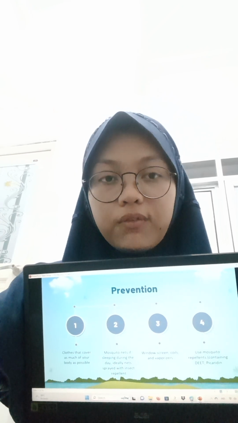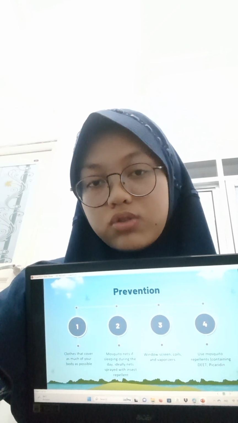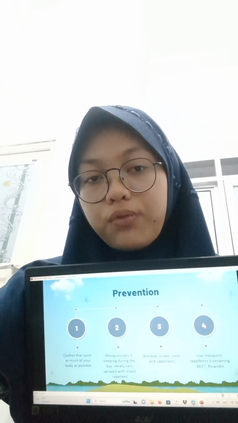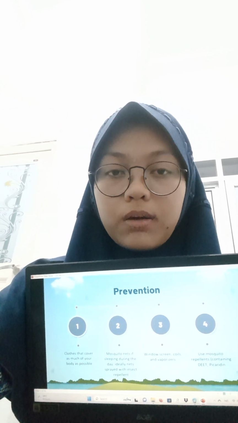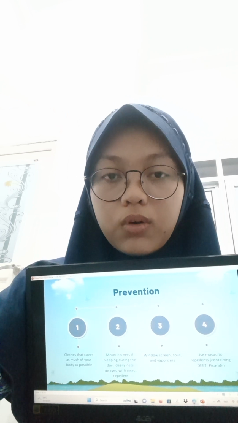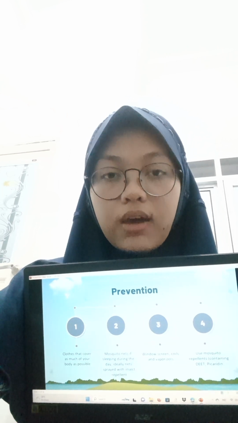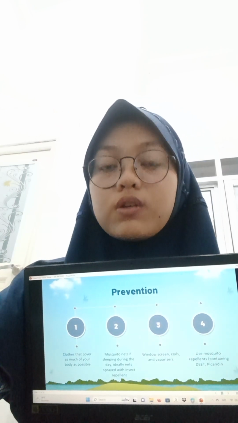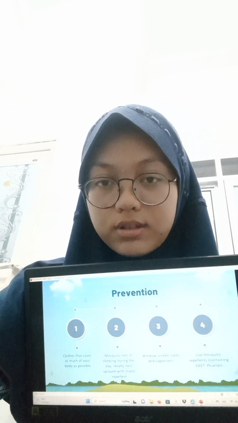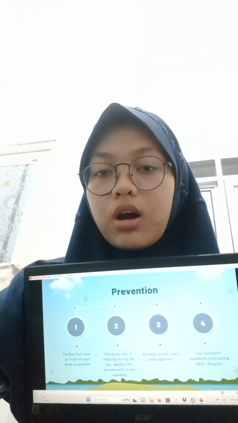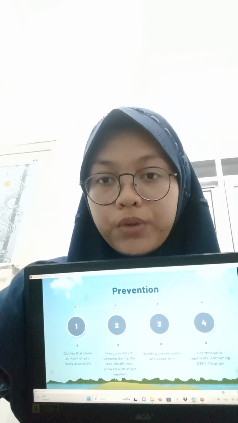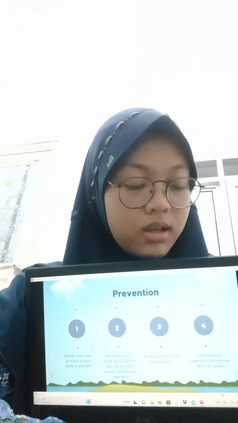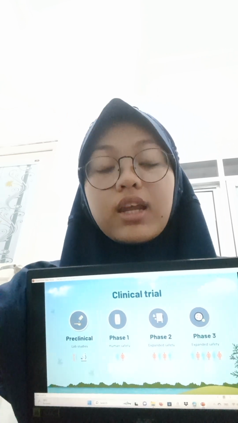The next is prevention. Prevention number one is clothes: clothes that cover as much of your body as possible. Number two is mosquito nets, if sleeping during the day. Number three is use window screens, coils, and vaporizers. Number four, or the last, is use mosquito repellents.